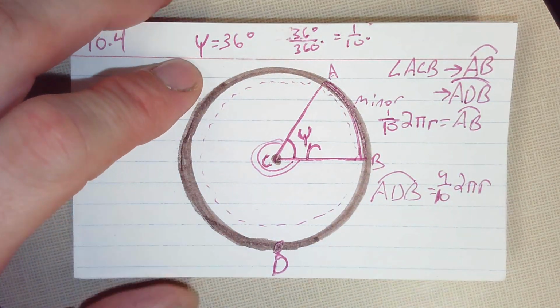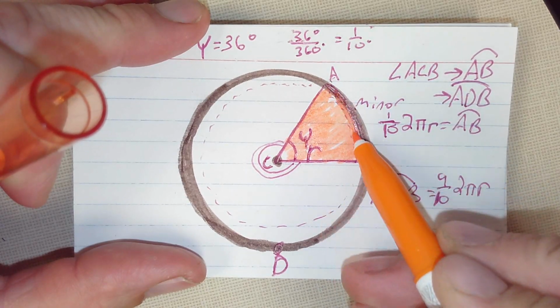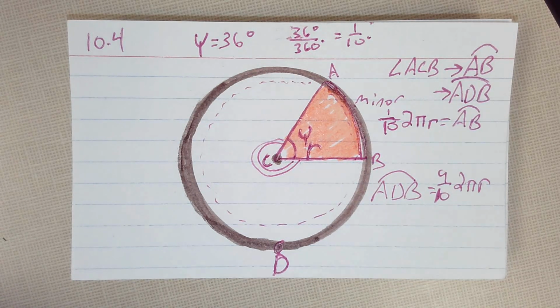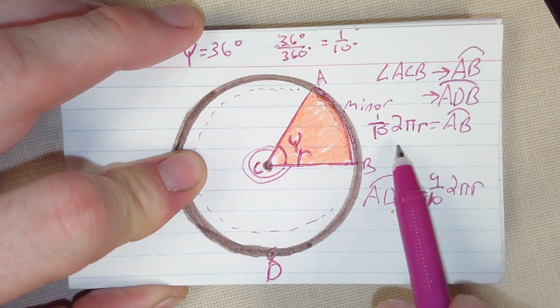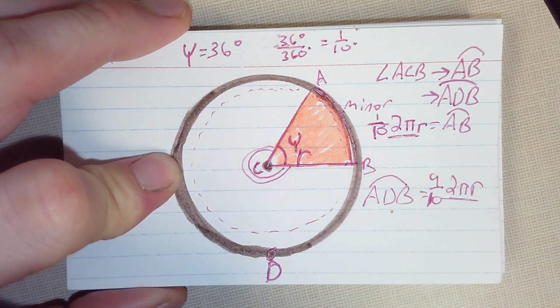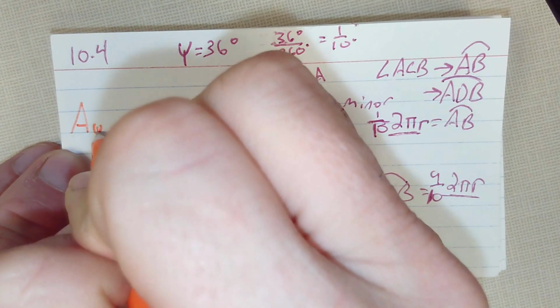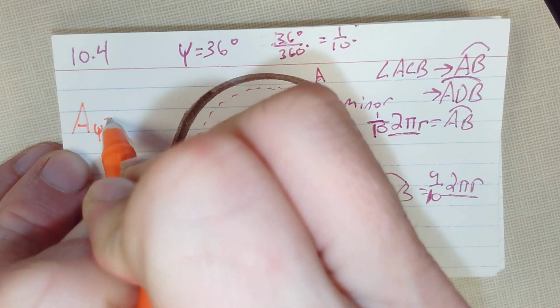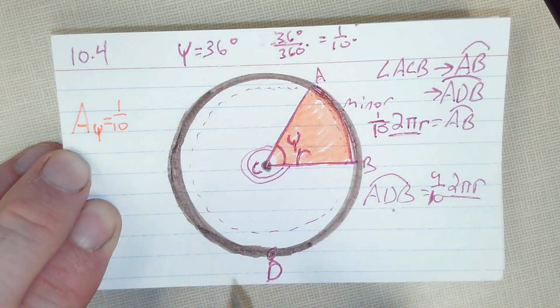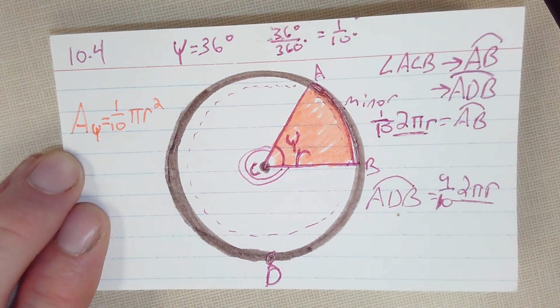If I wanted to find the sector area, it'd be the same process, but instead of using the equation for circumference, we're going to use the equation for area. So the area of the sector encompassed by AB, or by psi, is going to be 1/10 of pi r squared. That's going to be our colored in area.